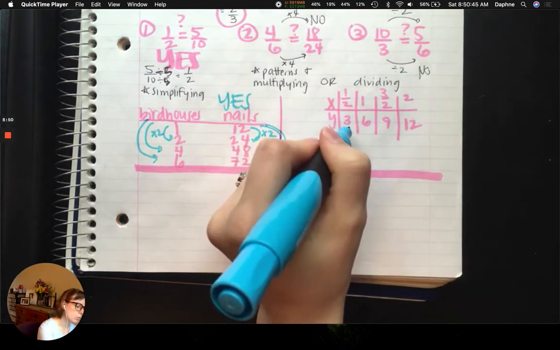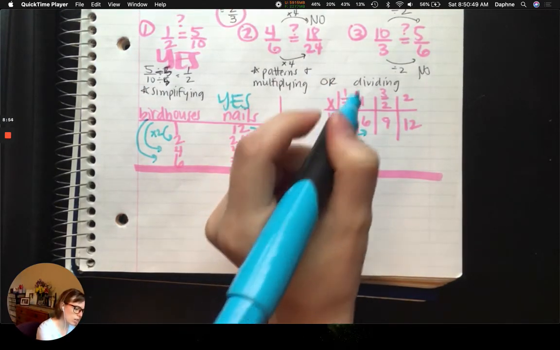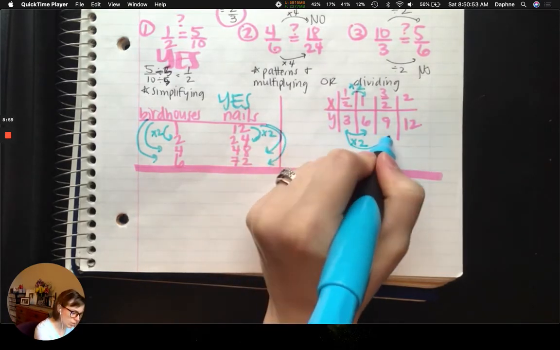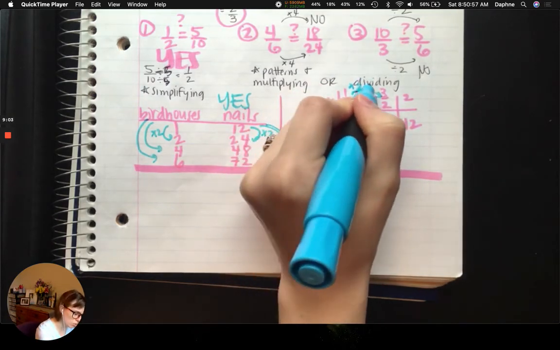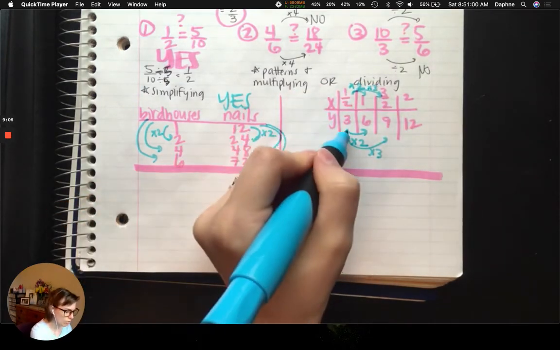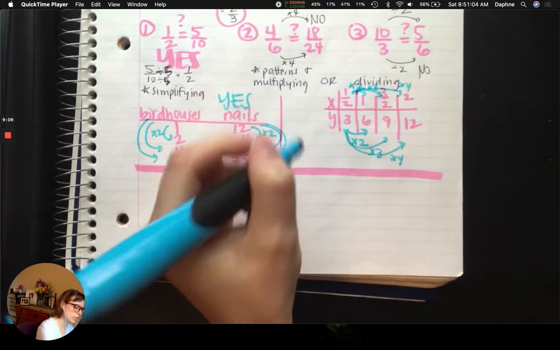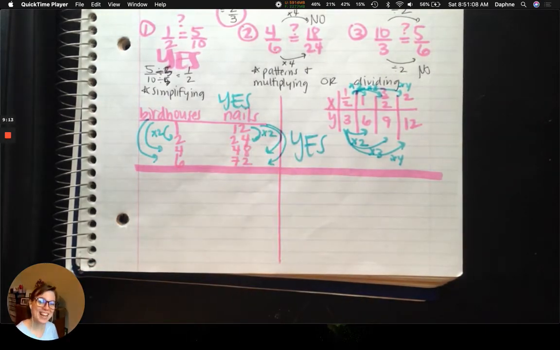Okay, this one, 3 times 2 gets you 6. 1/2 times 2 is 1. 3 times 3 is 9. 1/2 times 3 is then 3 halves. 3 times 4 and 1/2 times 4, yes. Okay, so this is a yes. I wasn't sure. I didn't know until we checked it. Okay, so that one's a yes.